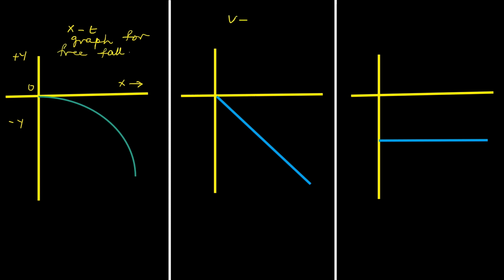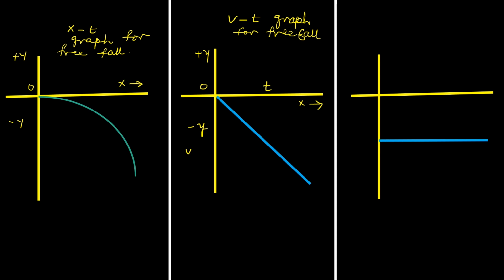The next one is velocity time graph. This is origin. This is negative y. This is positive y. This is x-axis. Time is taken here. The object is moving in downward direction. Initial velocity is 0. So velocity is taken in the negative y-axis. Velocity increases by the same amount each second. So the graph is a straight line at an angle to the x-axis. It is not uniform velocity, it is non-uniform velocity. It increases uniformly. It changes uniformly.